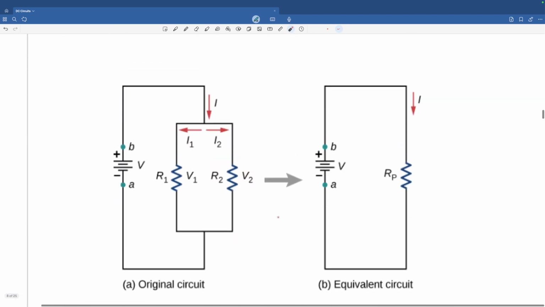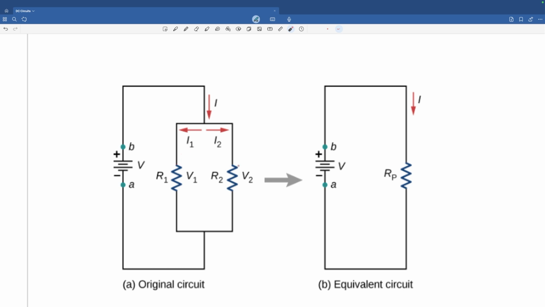Okay, let's look at the parallel connection. Now, this is how we draw a circuit where two resistances are connected in parallel. Now, what happens is when the current reaches here, it splits into two parts, I1 and I2. And if R1 is bigger than R2, let's say R1 is 10 ohms and R2 is 1 ohm, then you can be sure that I2 is going to be bigger than I1.